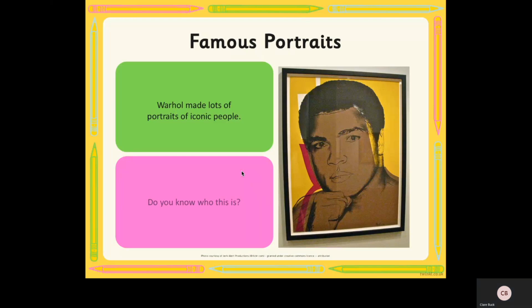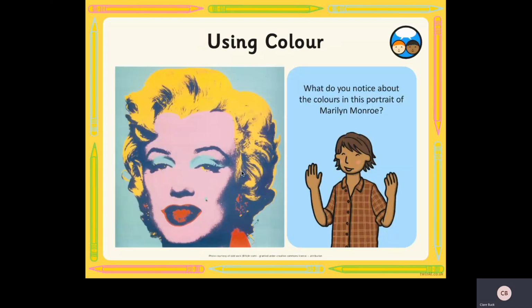Do you know who this is? Well, you may have guessed it was Muhammad Ali, who was a very famous boxer. What do you notice about the colours in this portrait of the actress Marilyn Monroe? Yes, you may have noticed that they're quite unrealistic, aren't they? We can see the dark, photocopied look almost in the background, but then we've got very bright yellow hair, very blue eyelids, a very pink face, and bright red lips.